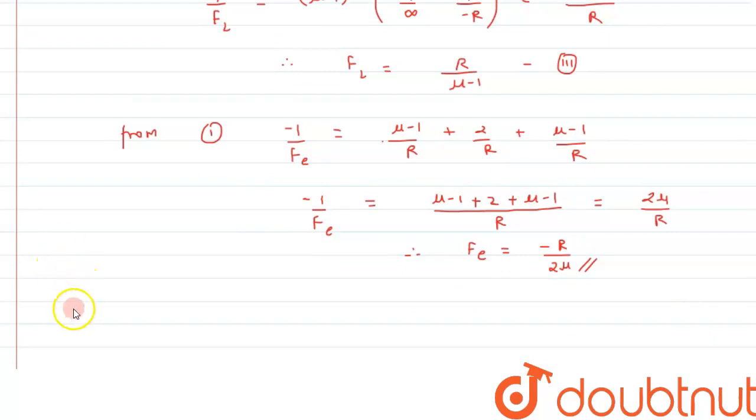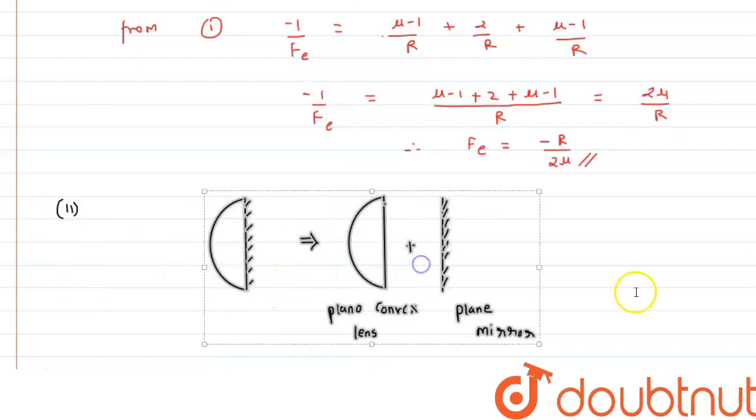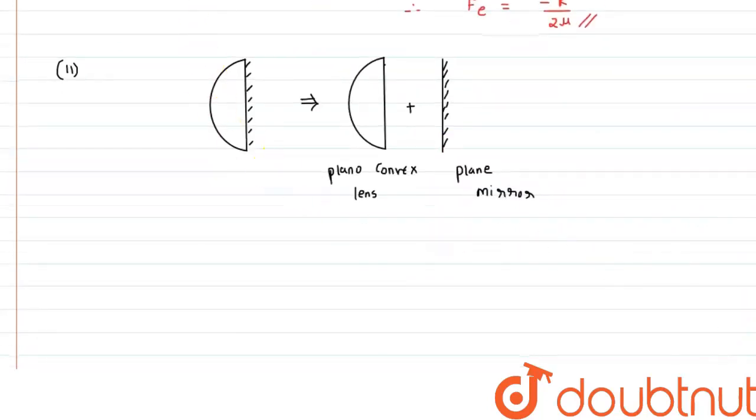For the second part, its condition can be written as follows. Now let's try to visualize this condition. Now the plane surface is silvered. For that we will again calculate power equivalent, and now the whole system is again behaving as if it is a mirror.